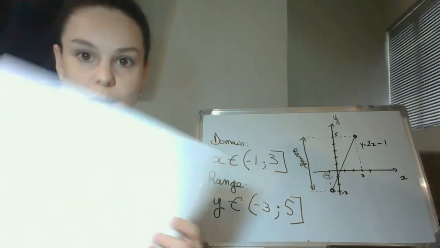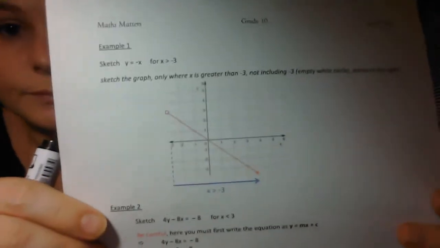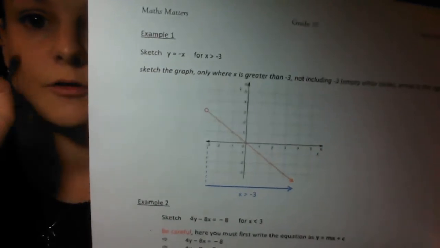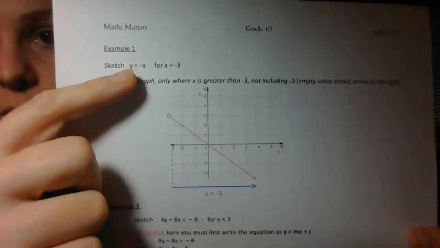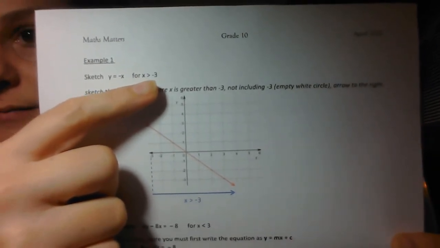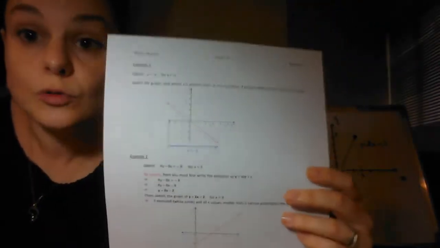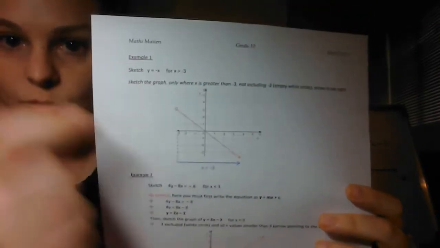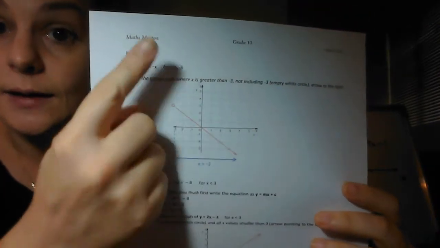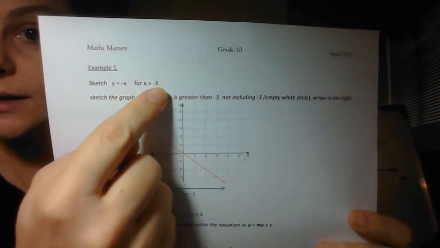Now, you've got two examples, example 1 and example 2. So I'm just going to read it with you. Here the question would have been, sketch the equation y equals -x for x greater than -3. So you would sketch the graph of y equals -x using the table method. You choose a few values for x and you calculate the few values for y. Then you plot your points and you draw your line. Now the only thing you have to be careful of is x is only greater than -3.